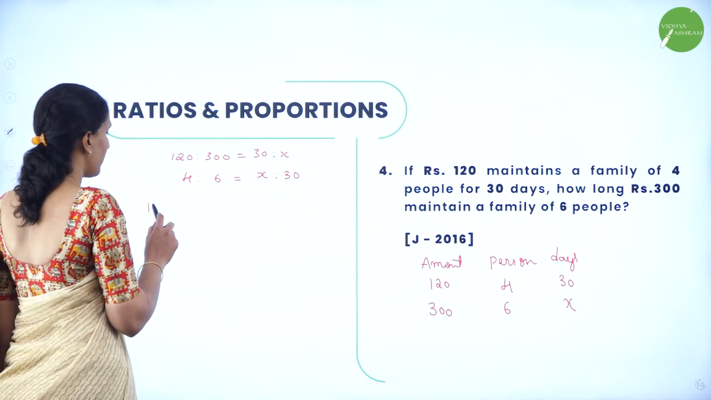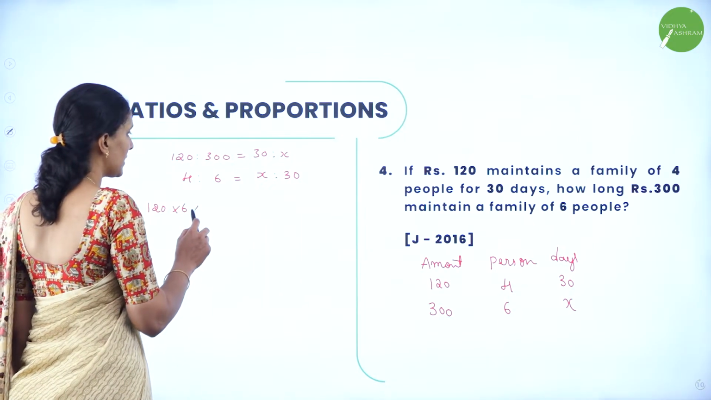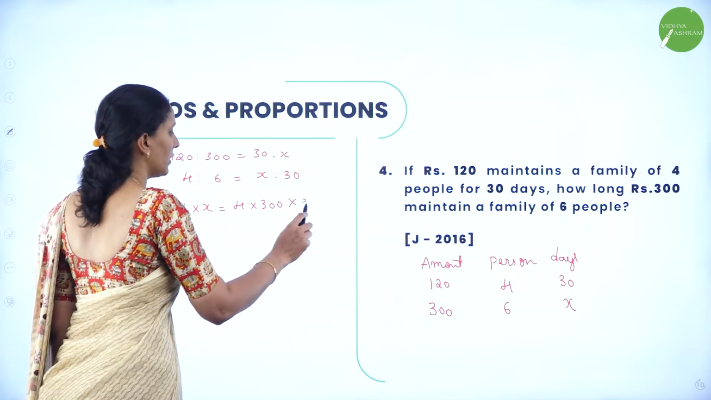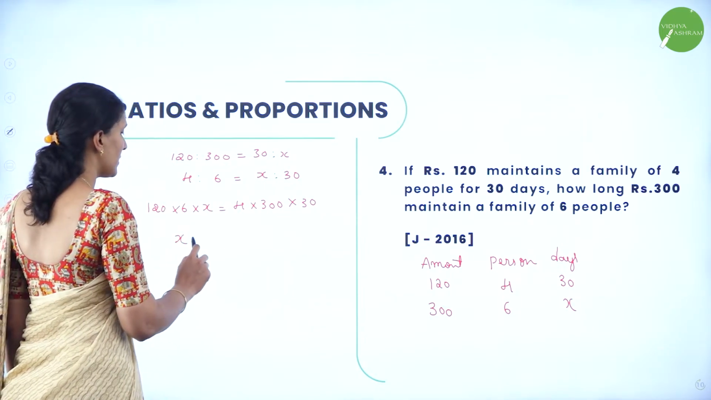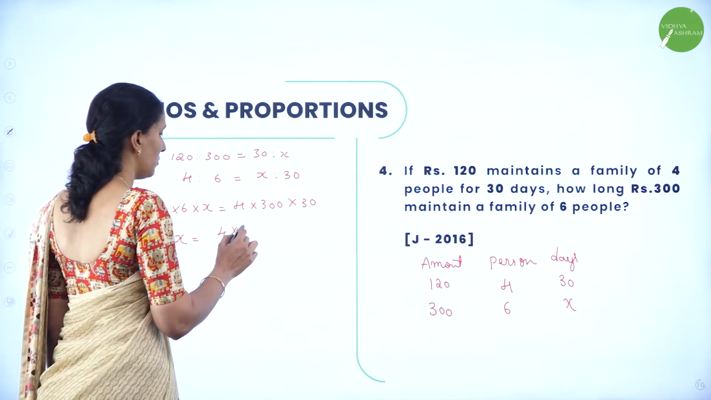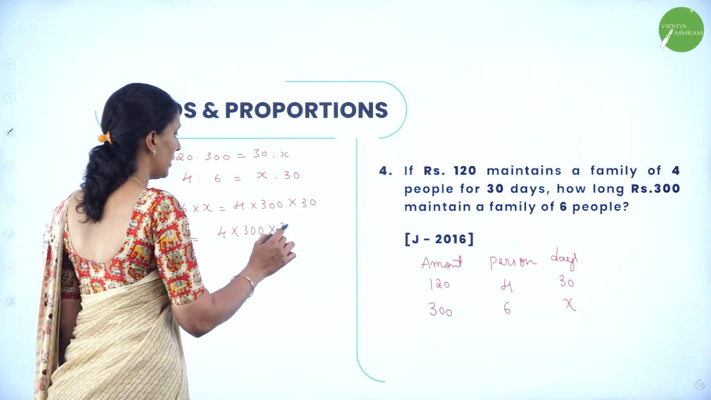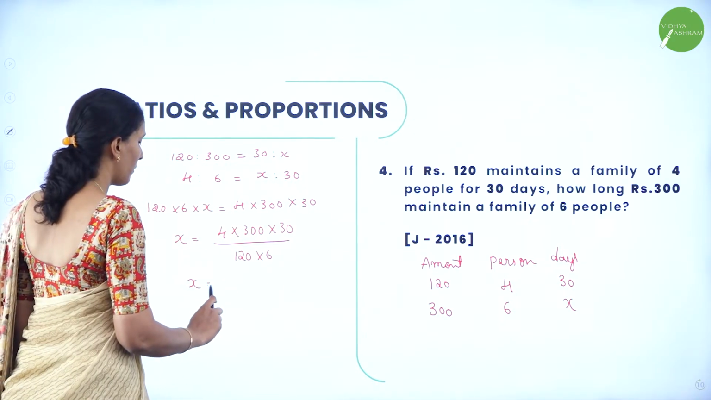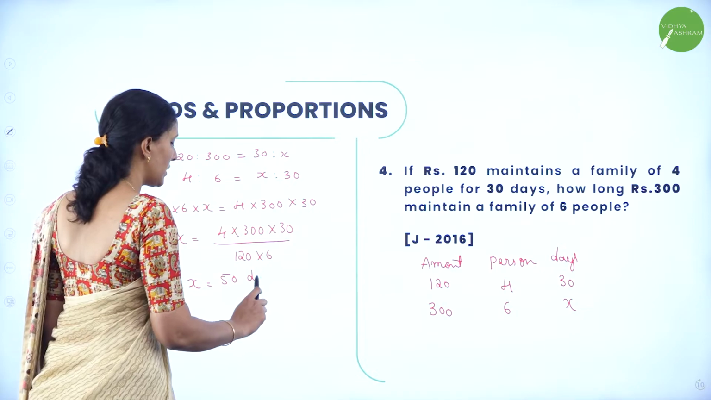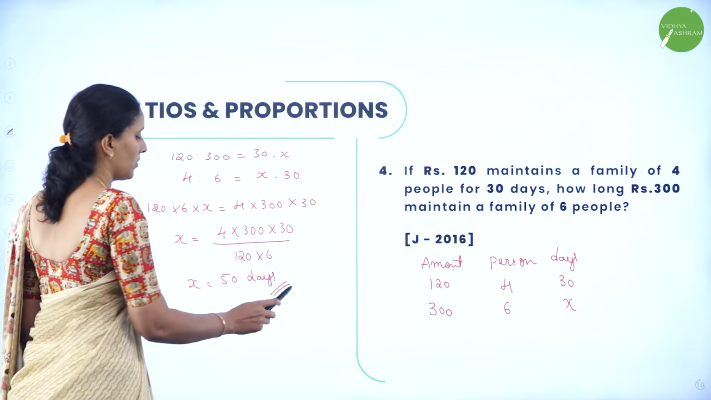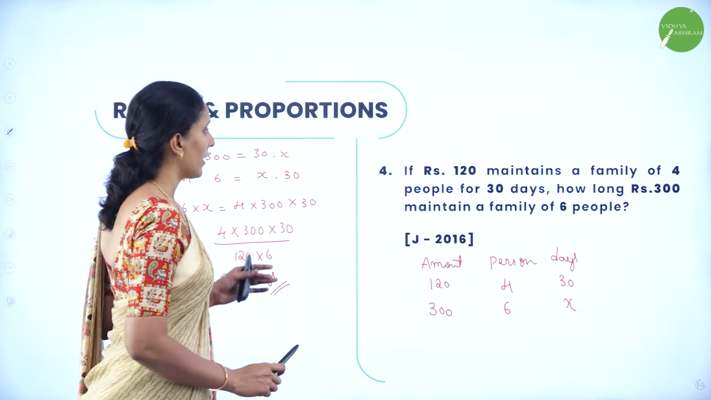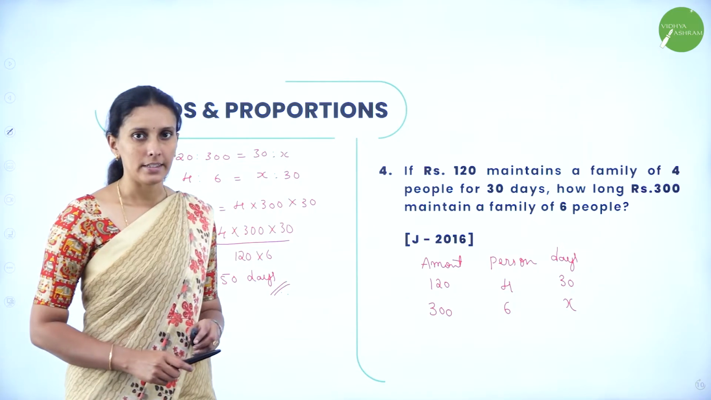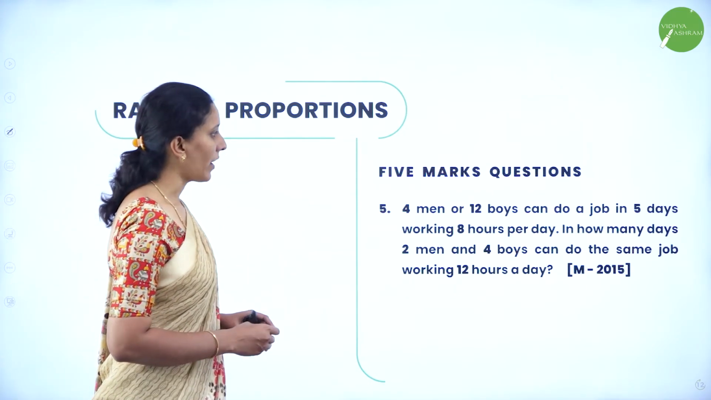So from this observation, we can write it as 120 into 6 into x is equal to 4 into 300 into 30. So therefore, x is equal to 4 into 300 into 30 divided by 120 into 6. So on solving this, we will get x as 50 days. So therefore, 300 rupees can maintain a family of 6 people in 50 days. Next question. These are all 5-mark questions.